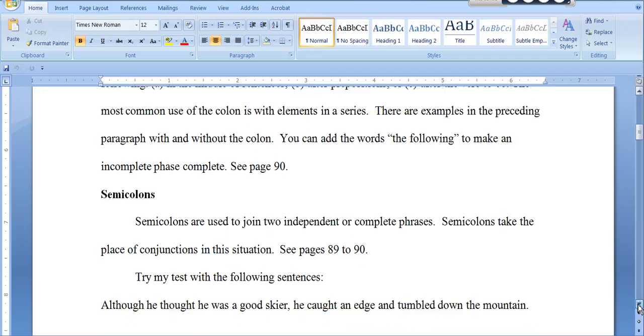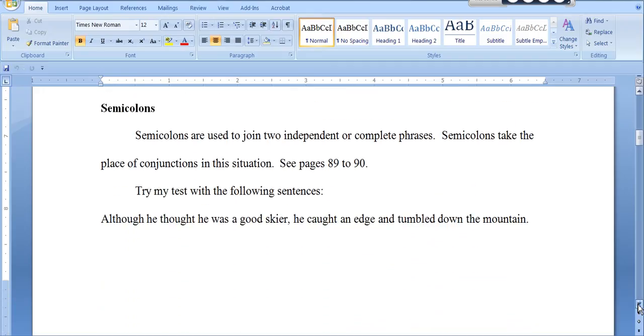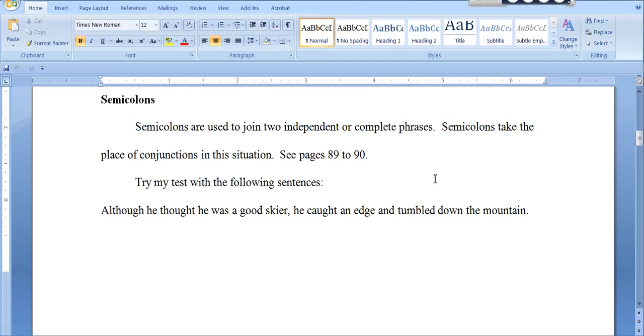Next, I'm going to talk about semicolons. Semicolons are used to join two independent or complete phrases, and these are phrases that could be sentences and stand alone. Semicolons take the place of conjunctions in this situation. For more information, you can see pages 89 to 90. Notice how when I have this range here, I did not use a hyphen, I used the word "to."